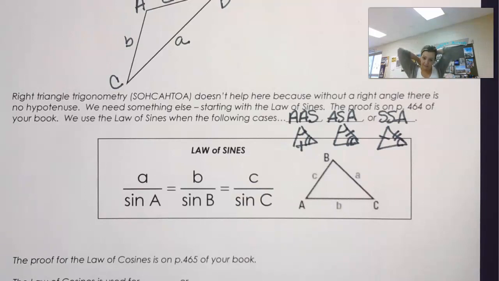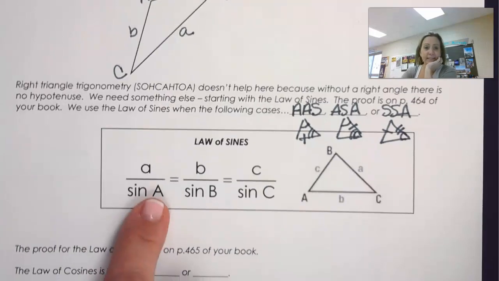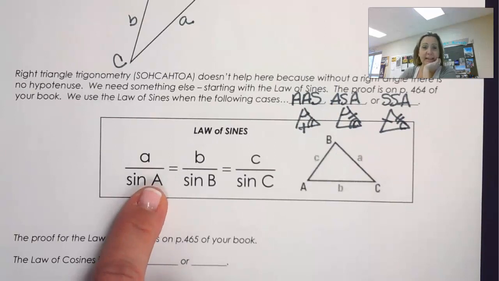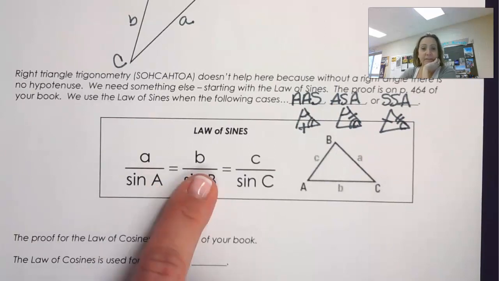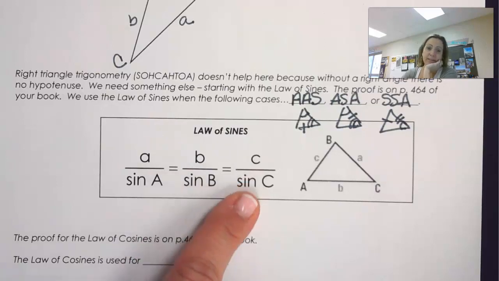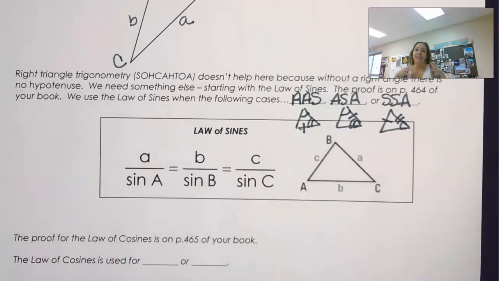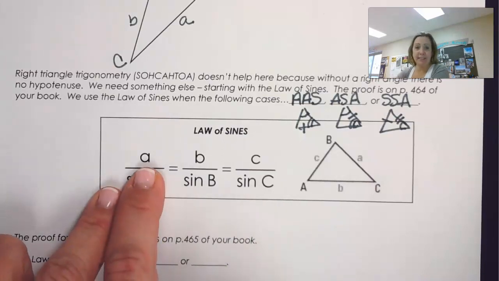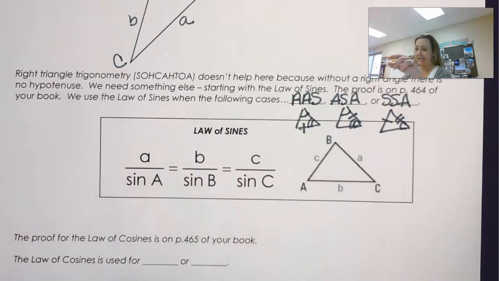And the law of sines is given as the length of a over the sine of angle A, equals the length of b over the sine of angle B, equals the length of c over the sine of angle C. So we need to have one of those ratios. And so you have to know a side and an angle opposite that side.